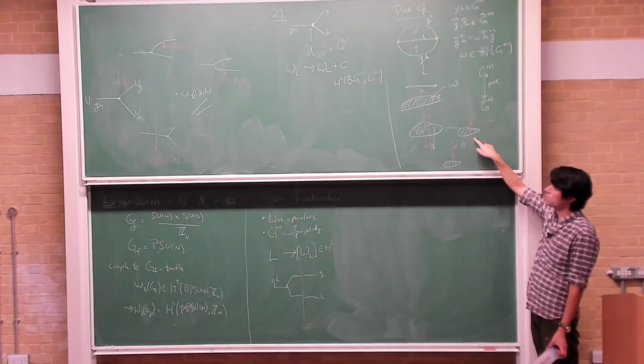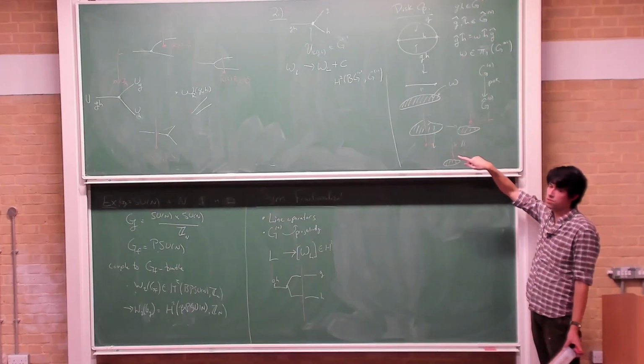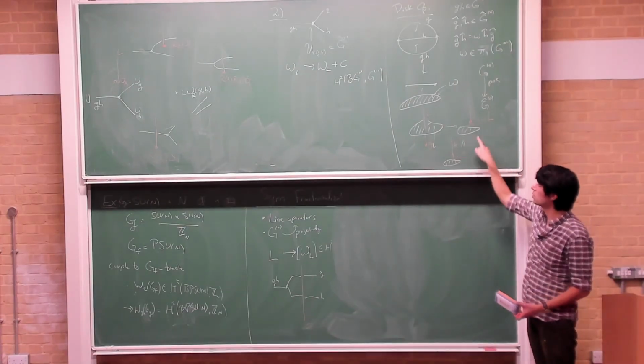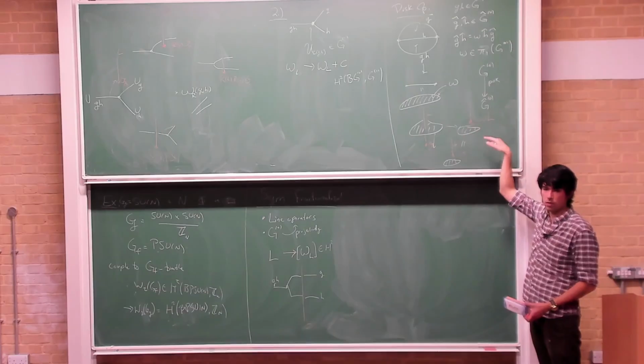But you can also use this formalism in the case where the lines don't end. And in that case, you'll just be wrapping a one-form symmetry operator on the boundary of this disk operator.